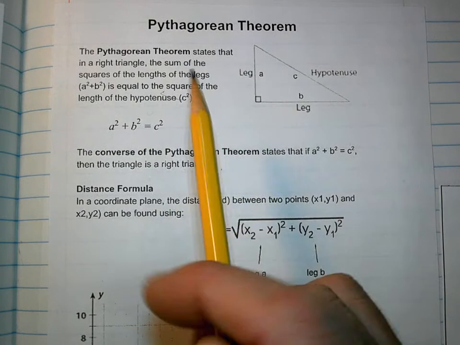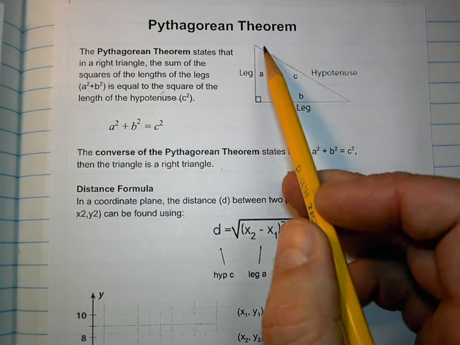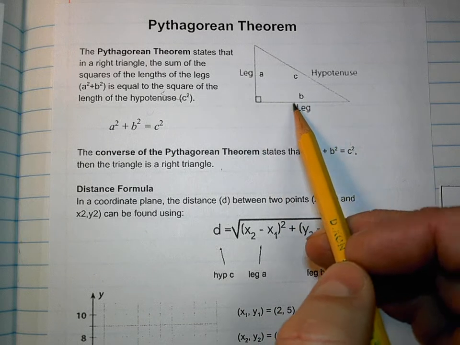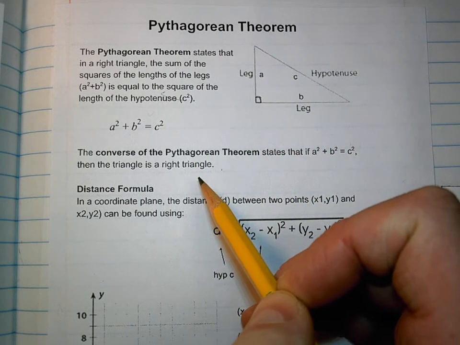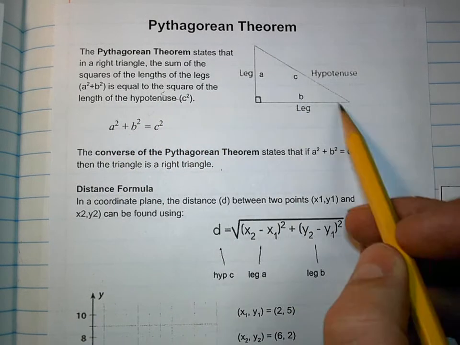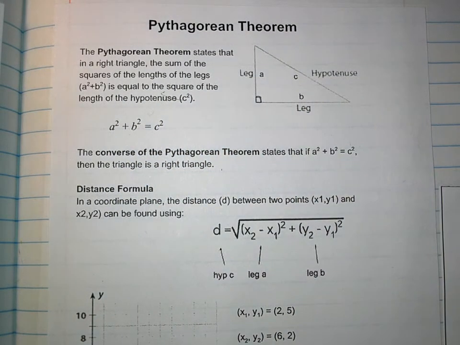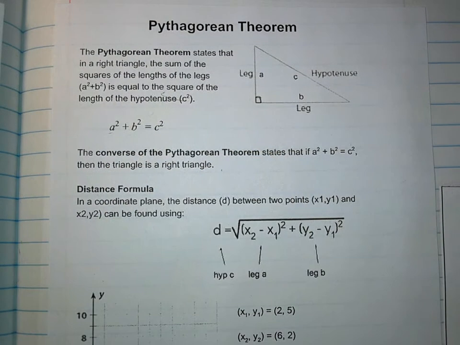In a right triangle, the sum of the squares of the lengths of the legs, they call these the legs, they're the two sides at the right angle, is equal to the square of the length of the hypotenuse, and that's that very long side. The hypotenuse is always the longest side on the right triangle. So it says a squared plus b squared equals c squared.